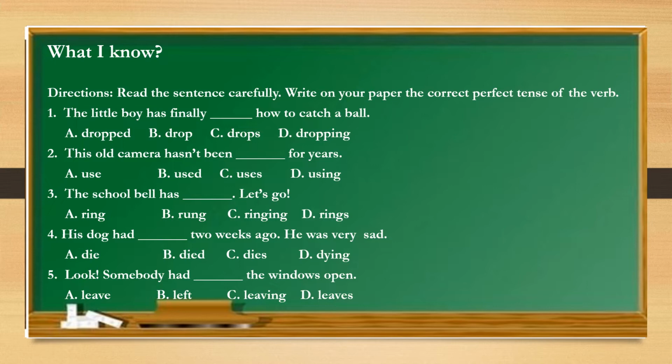What you know? Directions. Read the sentences carefully. Write on your paper the correct perfect tense of the verb. Number 1, the little boy has finally blank how to catch a ball. A, dropped. B, dropped. C, drops. D, dropping.